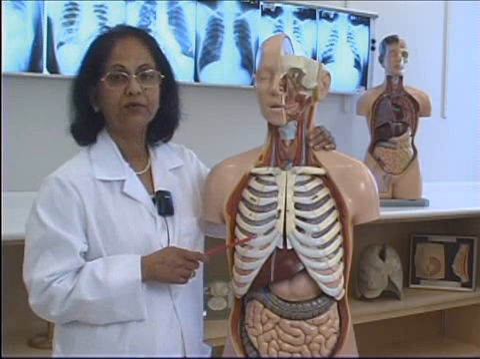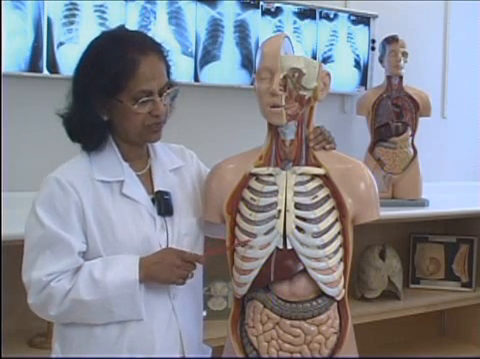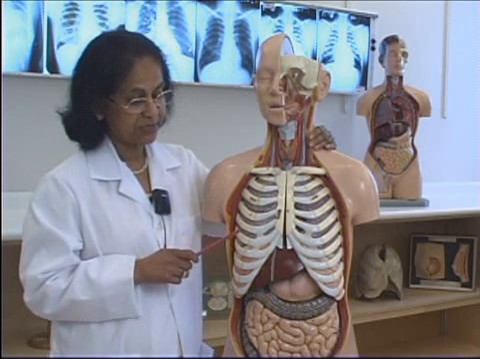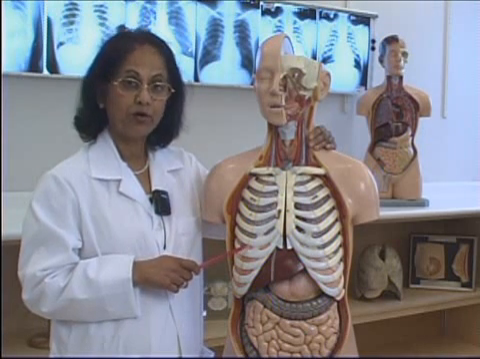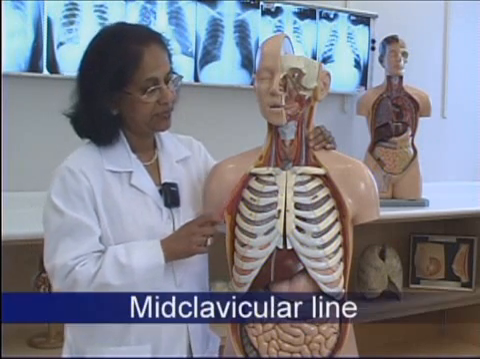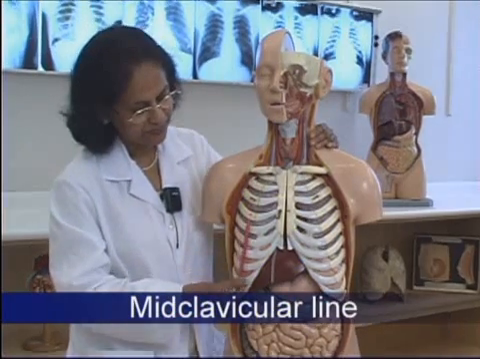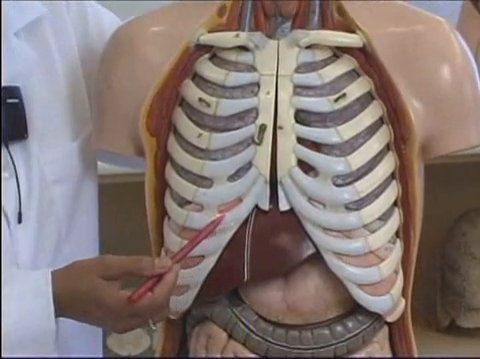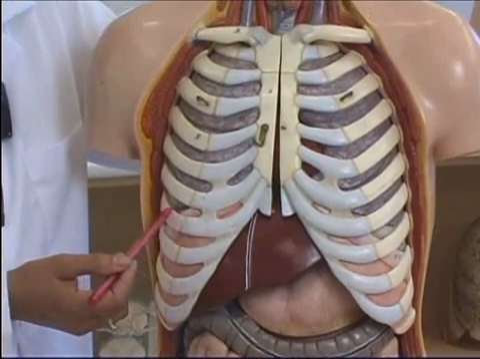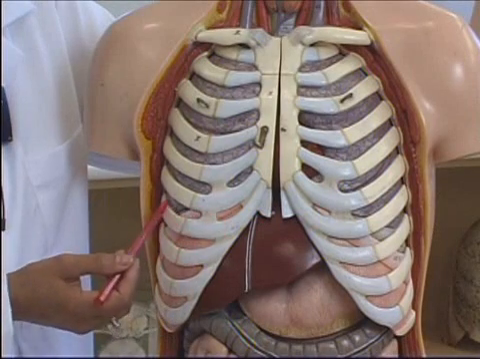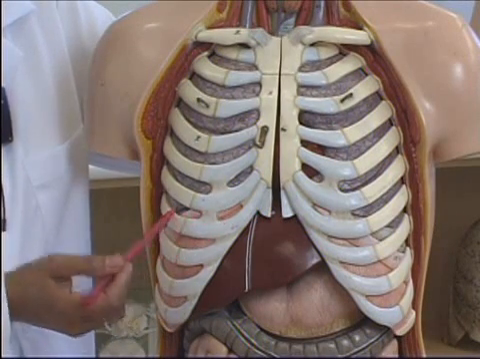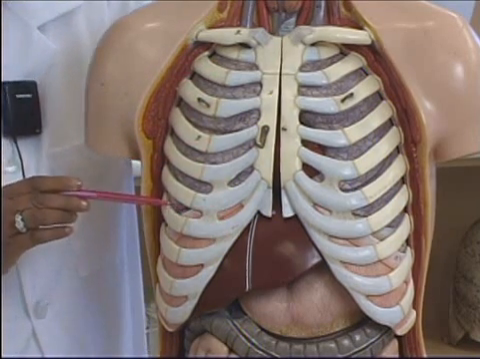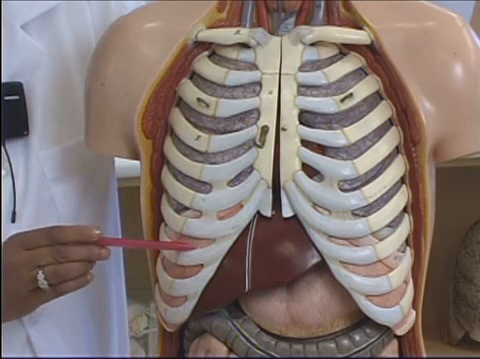So on this model, I am going to show the surface projection of the lung and the pleura. As a rule, pleura always lies 2 ribs below the lower border of the lungs. In the mid-clavicular line, the lower border of the lungs lies at the 6th intercostal space or 6th rib. 1, 2, 3, 4, 5, 6, and this is the lower border of the lung, while the pleura will be lying around the 8th rib.